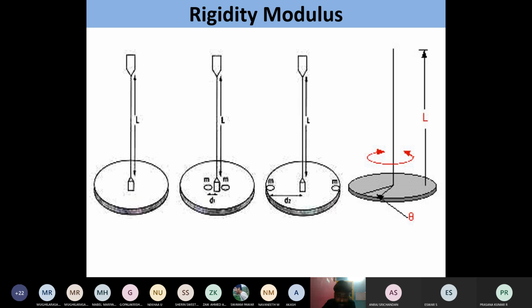Like that, we have to measure continuously for 10 oscillations, and we measure the time with the help of a stopwatch. The stopwatch is a basic one. By this, we are going to measure.